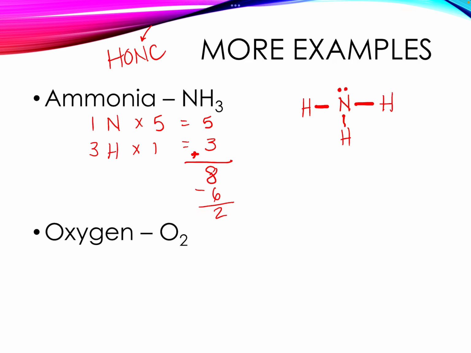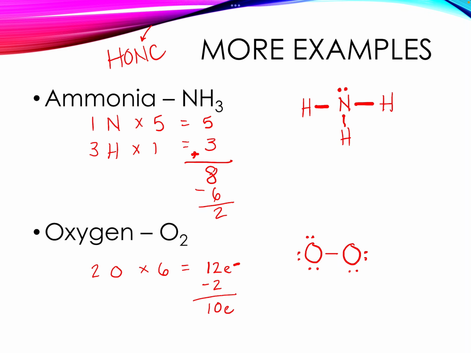Our next one is oxygen, O2. Again, there's no central atom here. We'll just put our oxygen atoms side by side. Now we see that we have 2 oxygens. Each oxygen has 6 valence electrons for a total of 12 electrons in our structure. So if we connect them, that got rid of 2, and we have 10 more to use. So if we go 1, 2, 3, 4, 5, 6, 7, 8, 9, 10.